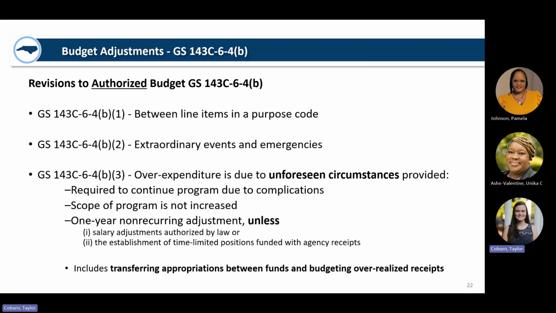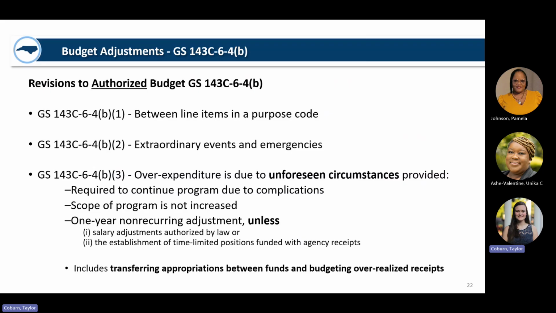Subsection B1 authorizes agencies to make realignments between accounts within a single budget fund. This authority may be relevant to agencies seeking to make budget adjustments within a fund on Type 12 or Type 14 revisions. Subsection B2 is much more narrow authority, as it allows agencies to overexpend during extraordinary events and/or emergencies. This is likely to be less often used by most agencies.